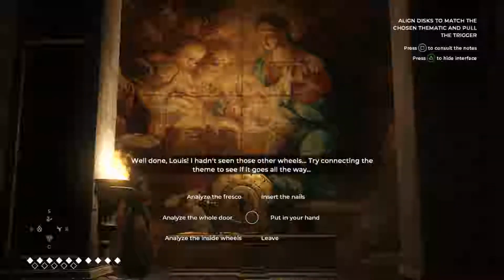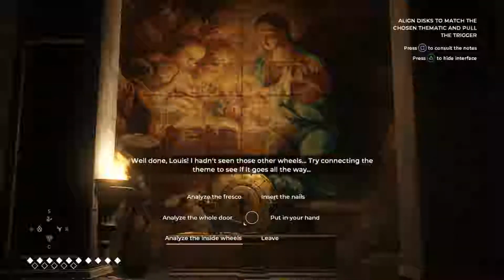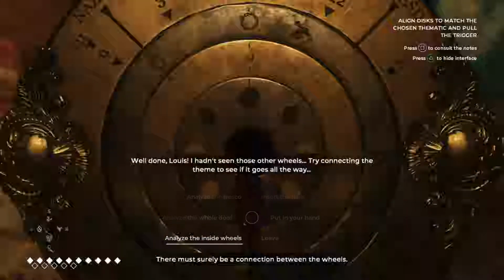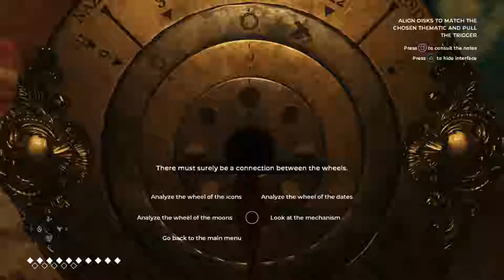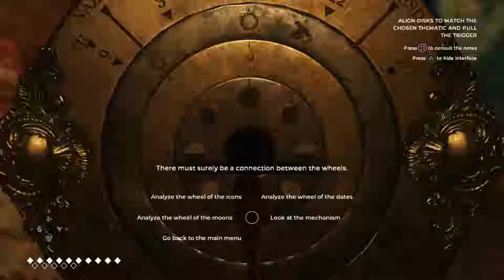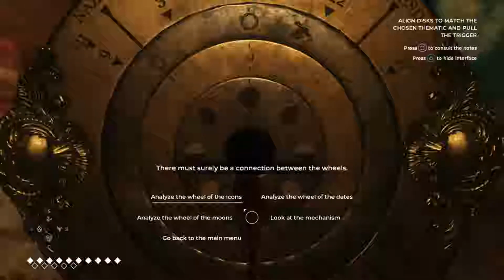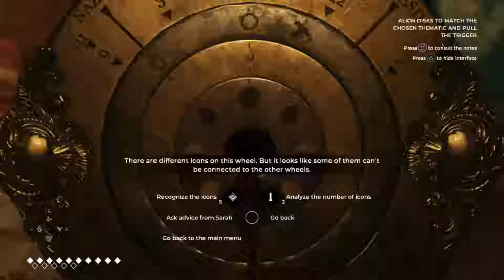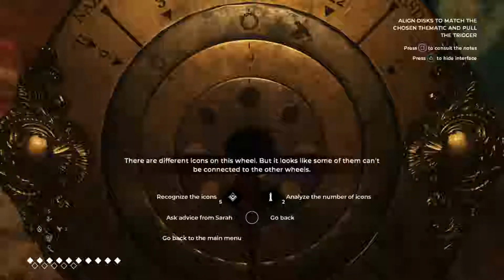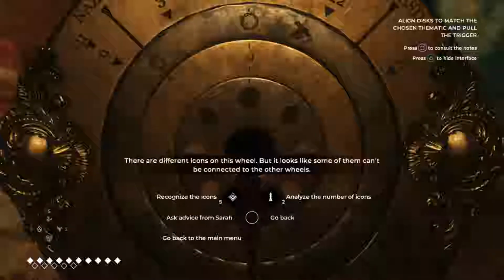So let's have a look. Let's have a look at these wheels. There must surely be a connection between the wheels. Let's look at the icons. There are different icons on this wheel, but it looks like some of them can't be connected to the other wheels. Right, okay.